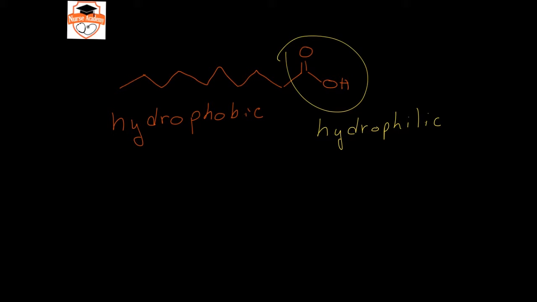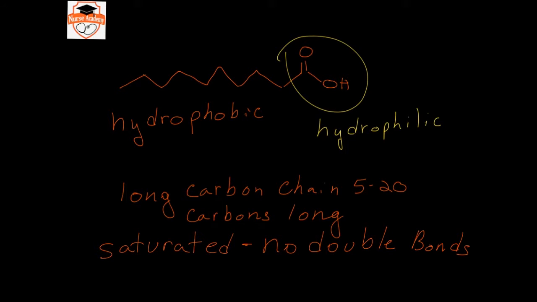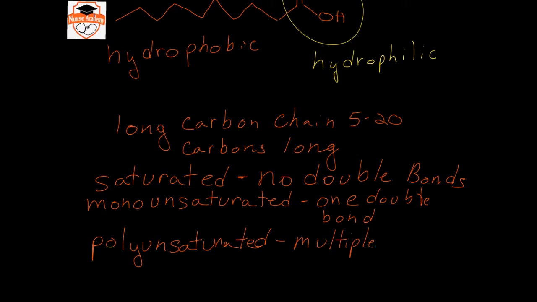They all have a long carbon chain that is 5 to 20 carbons long. A saturated fatty acid has no double bonds in this long carbon chain. A monounsaturated fatty acid has 1 double bond, and a polyunsaturated fatty acid has multiple, usually up to 3, sometimes more, double bonds in that long carbon chain.